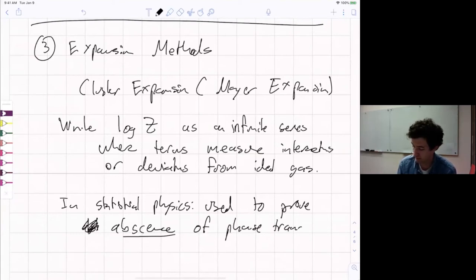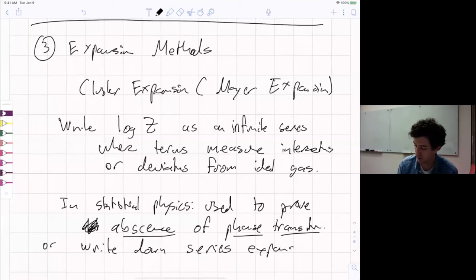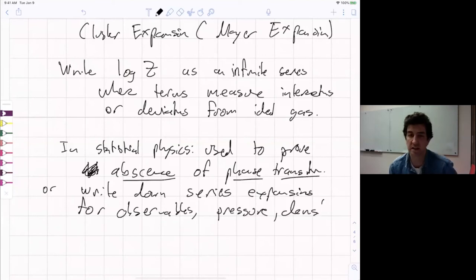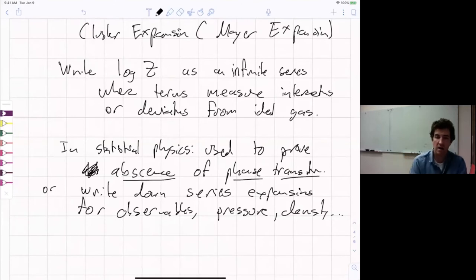Or to write down series expansions for observables. So like the infinite volume pressure, the density, these physically relevant quantities that you might want to know, they use this thing, the cluster expansion, to write down some infinite convergent series that tells you the pressure or the density or so on. And when the cluster expansion works, it also proves that there's no phase transition in a certain regime.